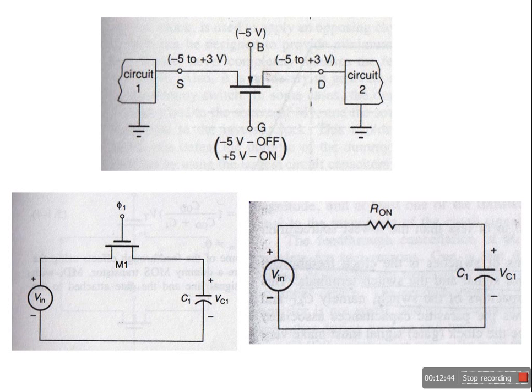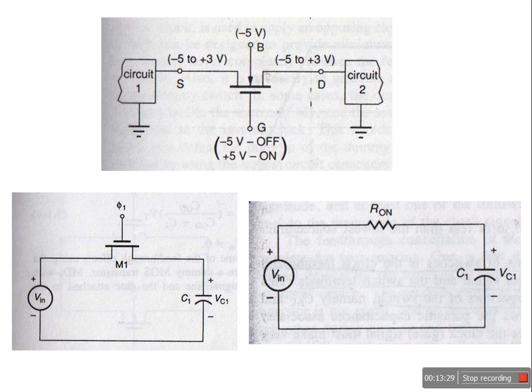The purpose of this switch should be that it will connect circuit 1 to circuit 2, or it should raise the voltage at this point from -5 to +5. Yes, this is the purpose of the switch. It can raise the voltage, or it should make the voltages at the two terminals equal. This is the function of the switch. Now suppose the threshold voltage for this circuit is 2 volt.